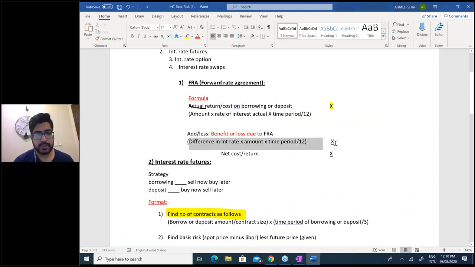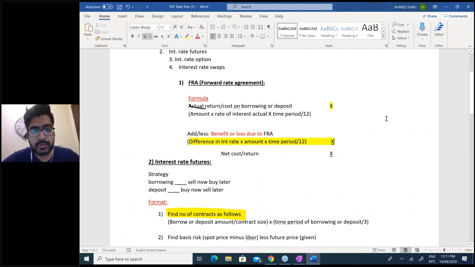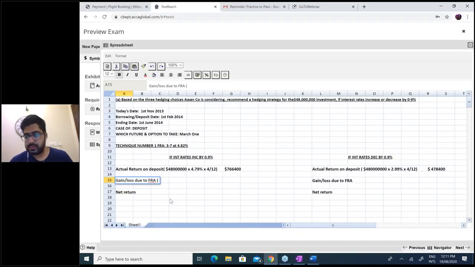Difference in interest rates into amount into time period over 12. Okay. The calculation would be easy. The main thing is whether it's a gain or loss. So what is the difference in interest rate?